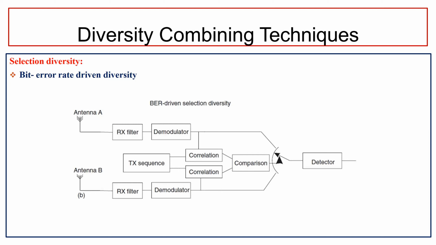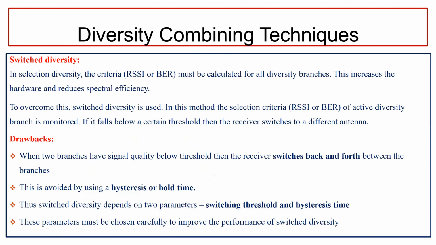On the receiving side, you correlate the transmit sequence, which is shown here as the transmit sequence, and compare it with the received filtered signal. When comparing, based on the smallest bit error rate, the suitable channel is selected for the reception of the data signal. The next one, which combines these, is the switch diversity.